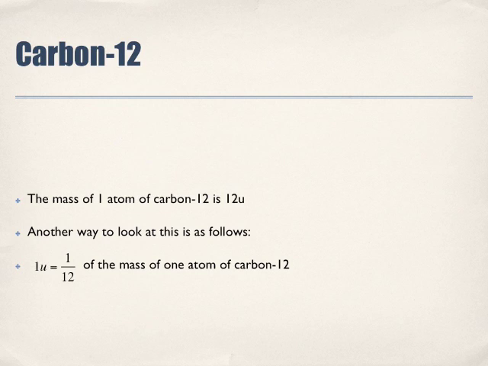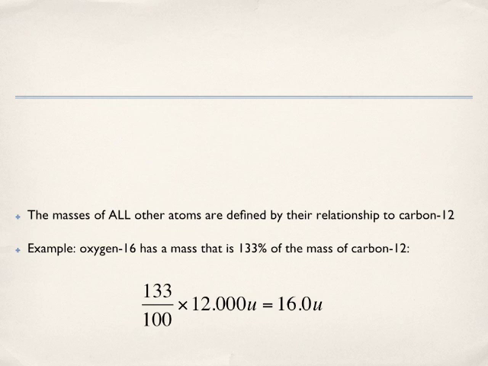So another way to look at this is as follows. That 1 u represents 1/12 of the mass of one atom of carbon. So if one carbon atom is worth 12 atomic units, that one atomic unit represents 1/12 of that. Now, the masses of all other atoms are defined by their relationship to carbon-12. So carbon-12 is what they base it on.